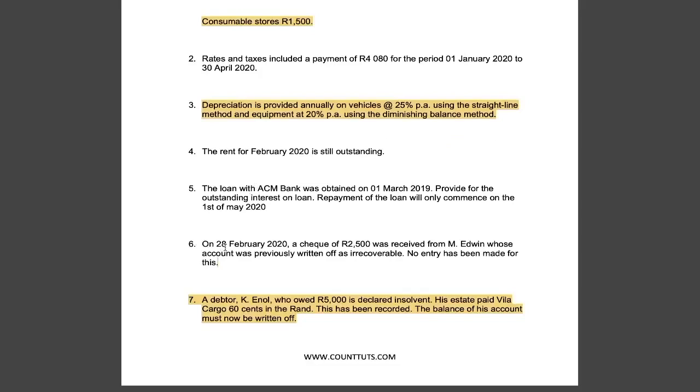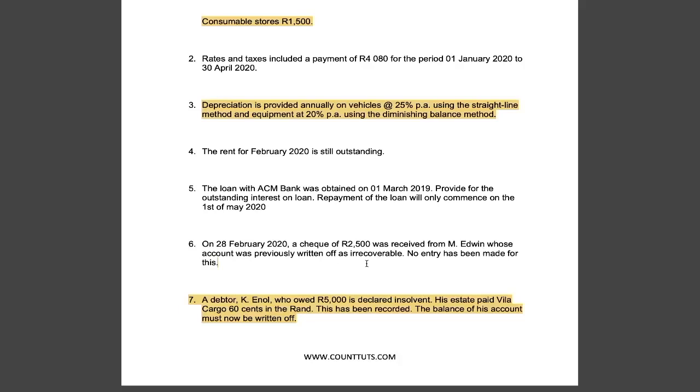Okay, number 6 told us that on 28 February 2020, which is the very last day or the day we are preparing the financial statements for, a check of 2,500 rand was received from M. Edwin, whose account was previously written off as irrecoverable. No entry has been made for this. Okay, so we received a check from a debtor whose account was written off as irrecoverable. So that adds to our bank account.